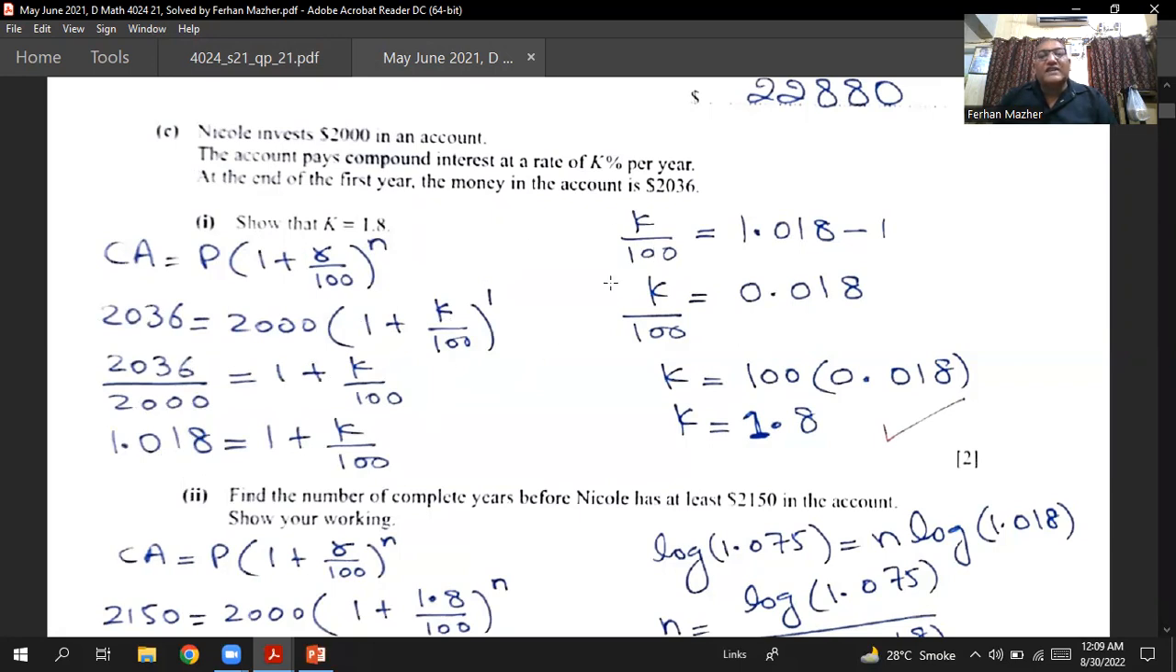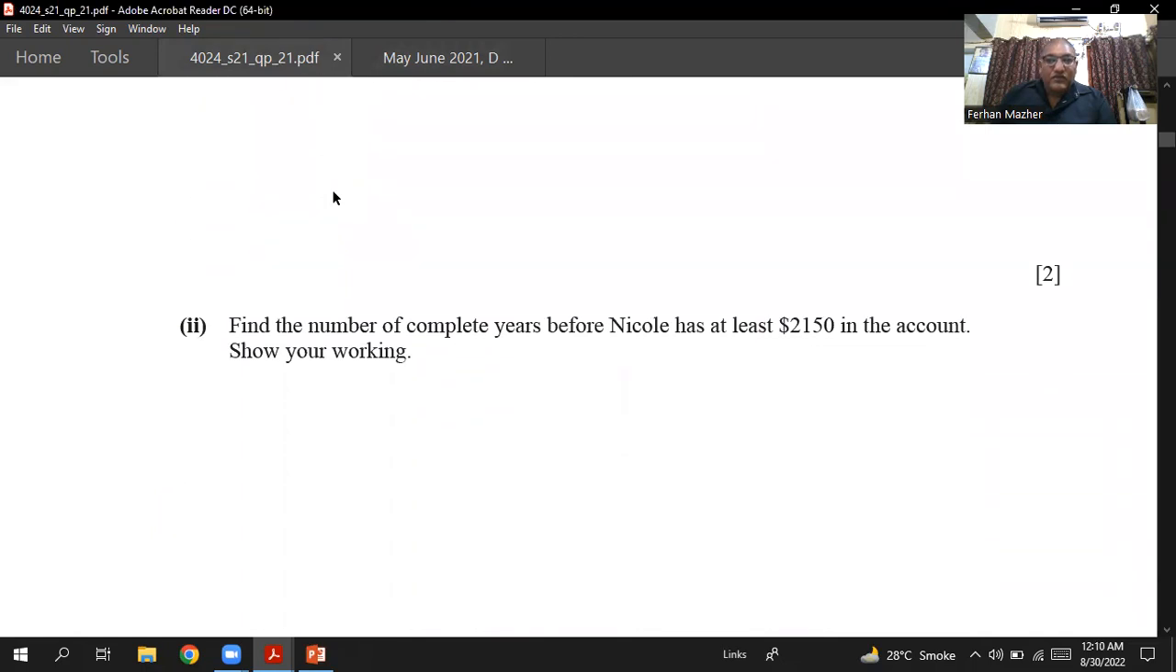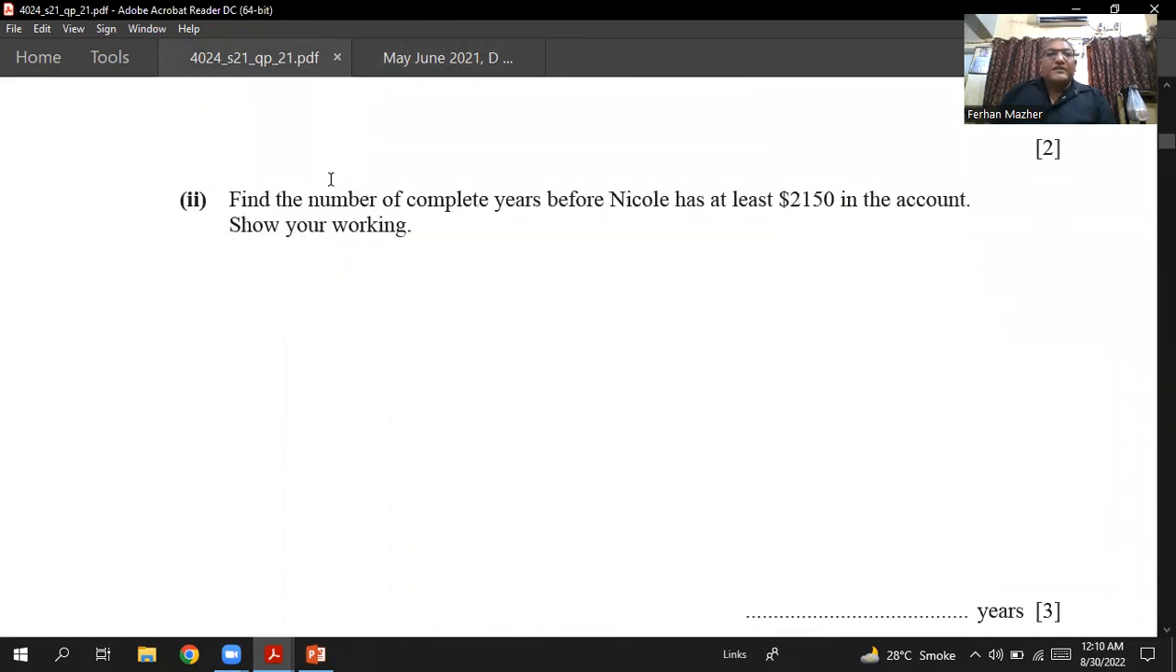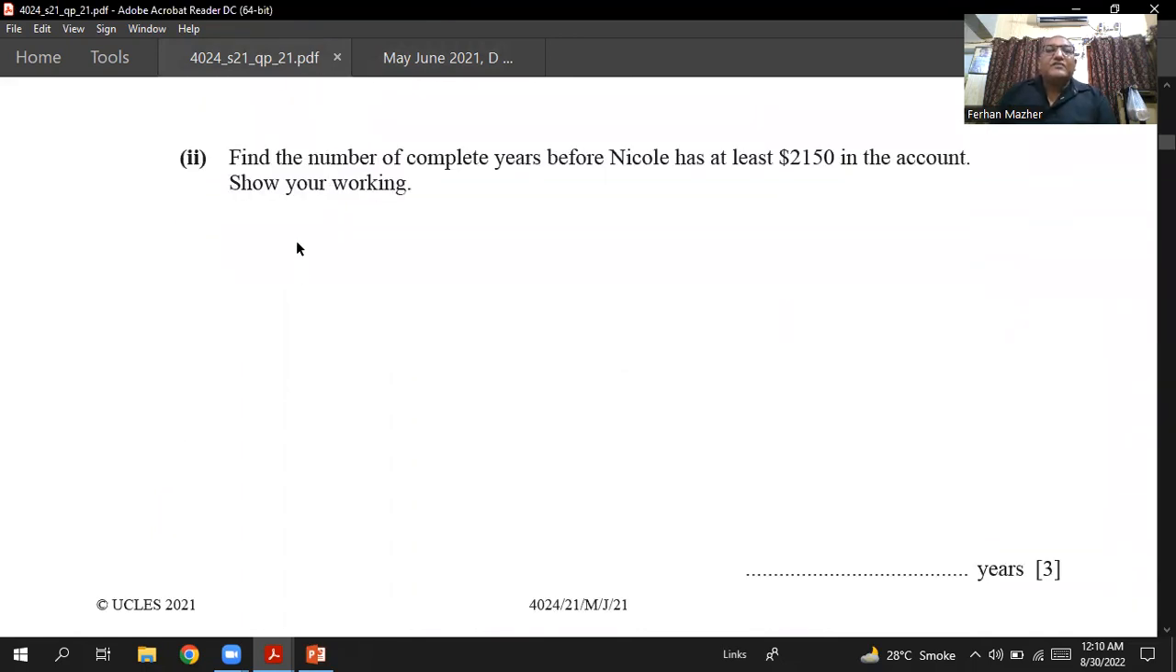Take this 1 to the other side. So K by 100 will be equal to 1.018 minus 1. So K by 100 will be equal to 0.018. So K will be equal to 100 multiplied by 0.018. And when you multiply 100 with this, you get 1.8. So this is what you have to show. Okay, the next part: find the number of complete years before Nicole has at least $2,150 in the account. Show your working.